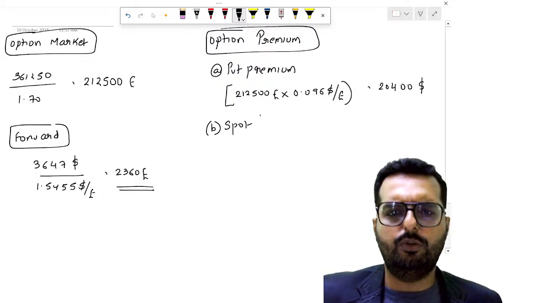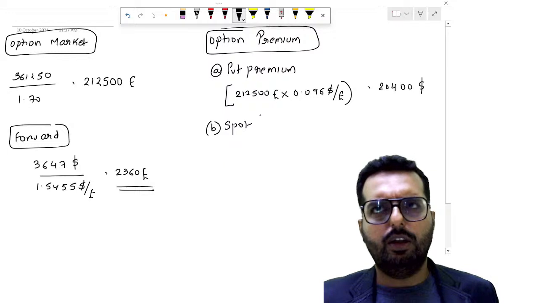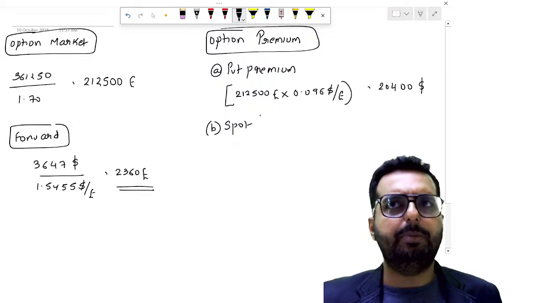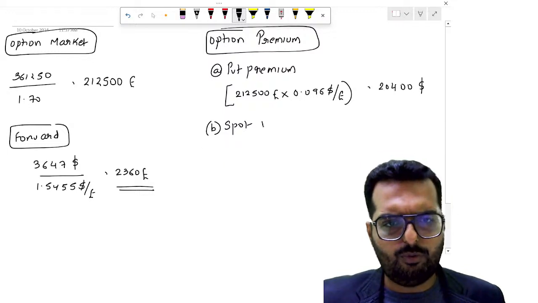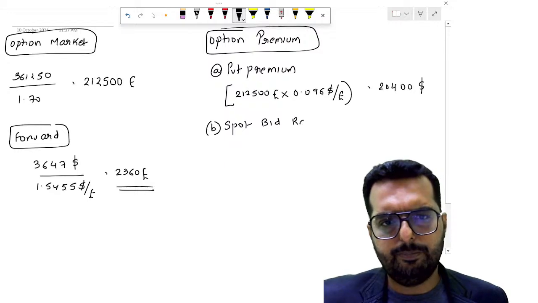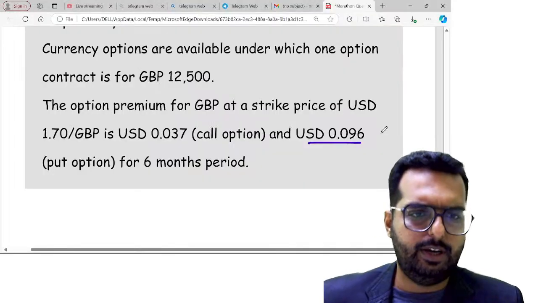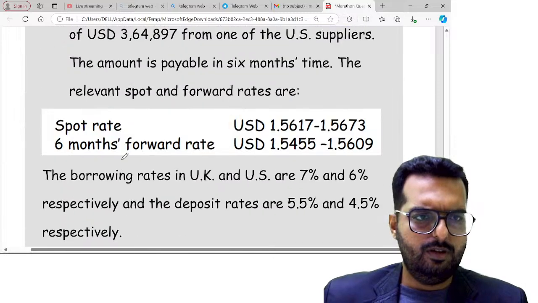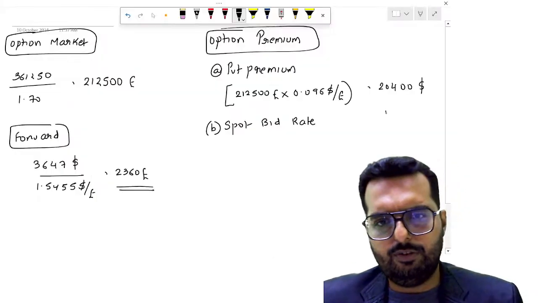So what will I do? I have to convert this. So I'll have to buy dollar and sell pound. So it is going to be the bid rate because the bank is buying pound. So this will be the spot bid rate. How much is the spot bid rate? 1.5617.